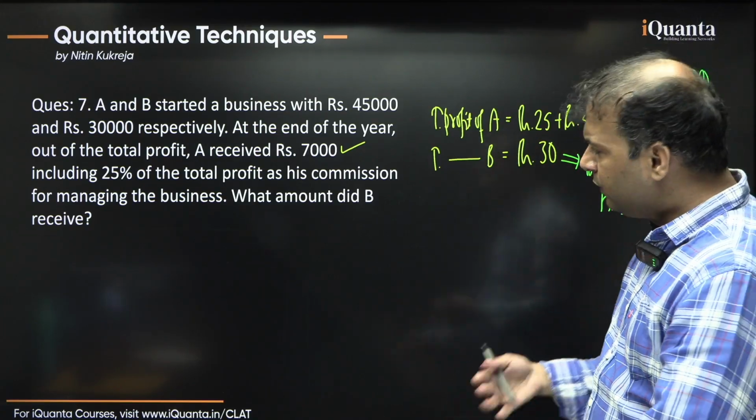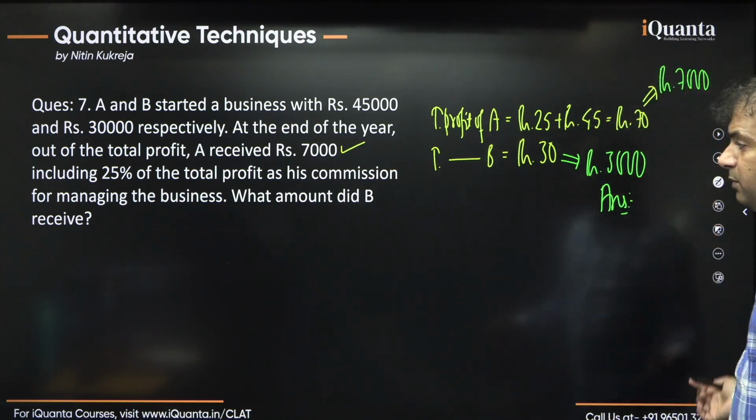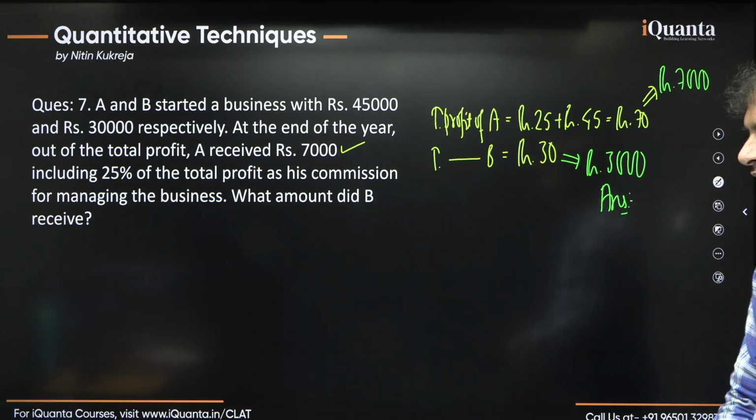We can also say the total profit in the real is 10,000, 7 plus 3. But the question was about Mr. B, so we can say yes, the profit which Mr. B has made is rupees 3,000.